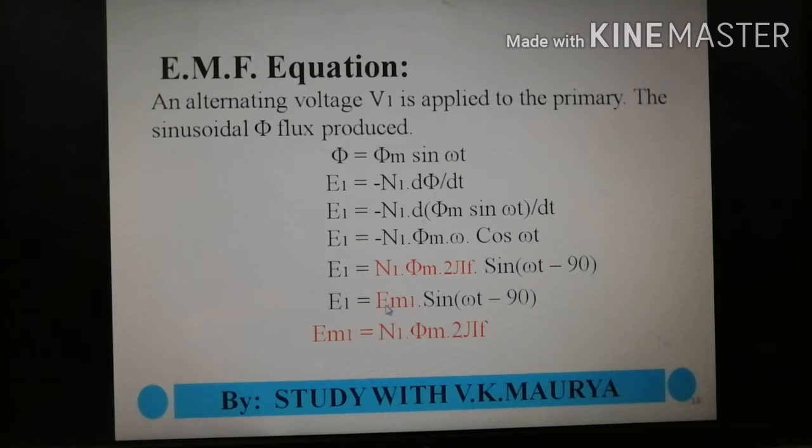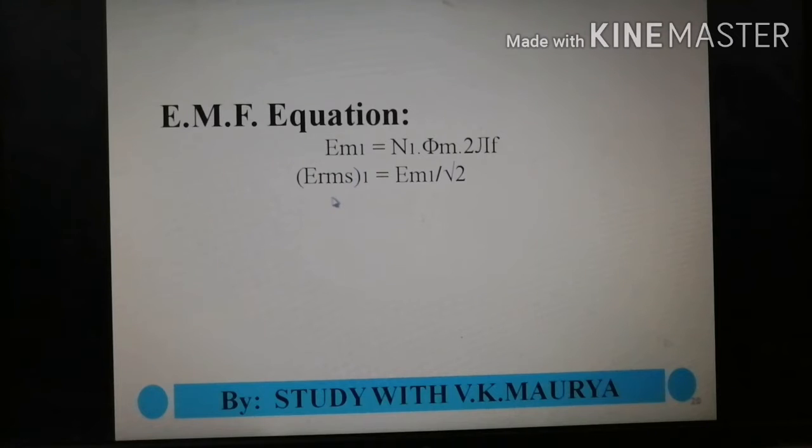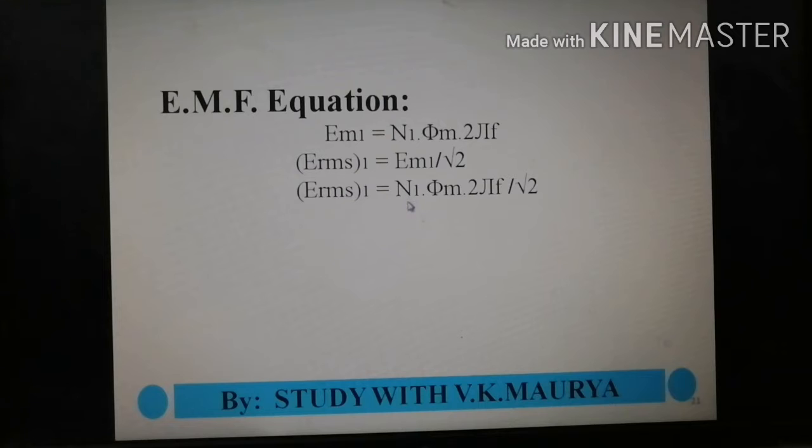What is the value of EM1? EM1 is equal to N1 phi maximum into 2 pi f. Now see the RMS value of that. So the RMS value is equal to the maximum divided by under root 2. Put in the maximum value of EM1, it becomes N1 phi maximum 2 pi f divided by root 2.